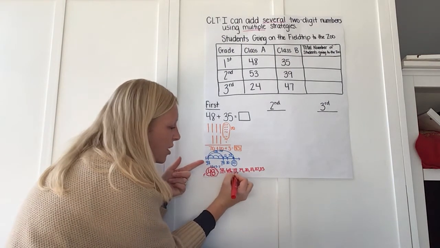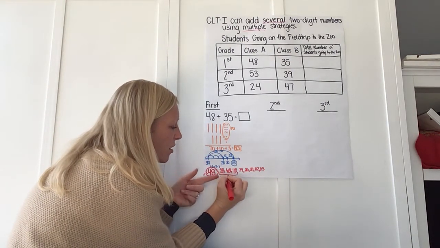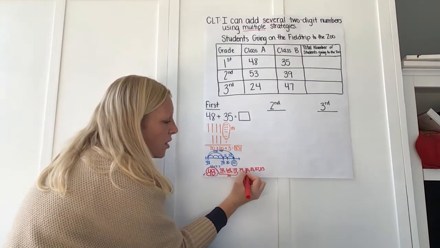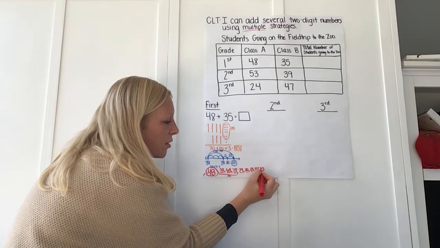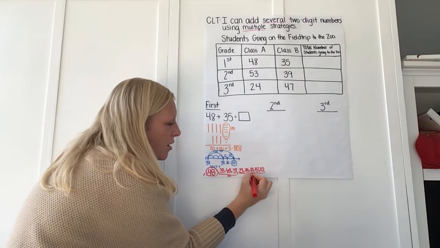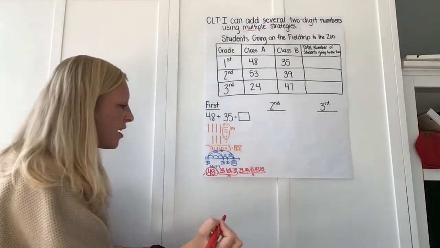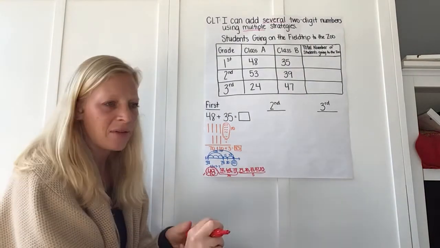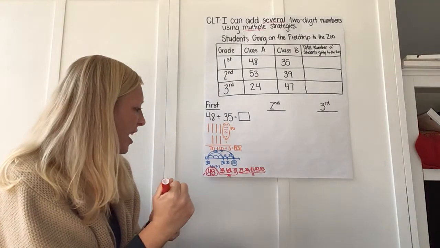10, 20, 30. And then where's your 5? 31, 32, 33, 34, 35. There's your 30 and your 5, so 35. Talk to me, friends. What do you notice about when this person is counting?